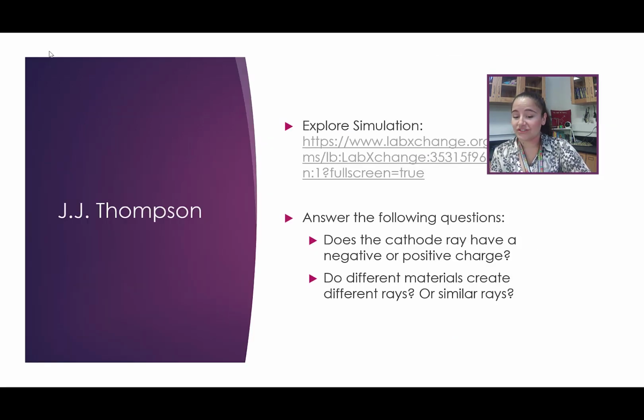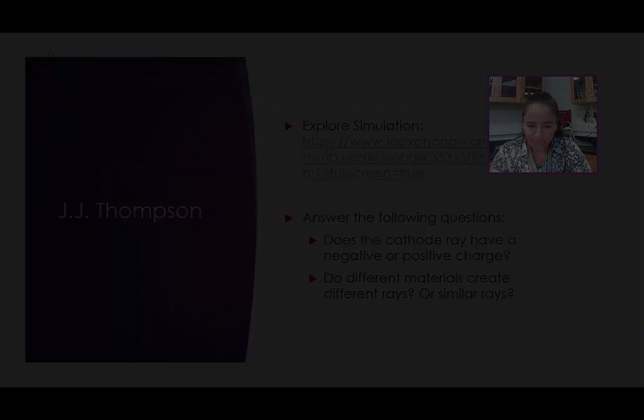Now, the first one was J.J. Thompson, and he experimented with something called cathode rays. We're going to look at a simulation of those cathode rays in a minute, and I want you to ask yourself the following. Does the cathode ray have a positive or negative charge? And do different materials create different rays or similar rays? And what conclusions could you make based on that?